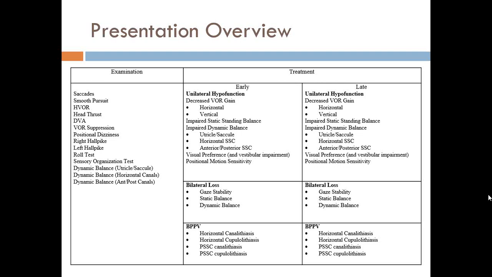And then a visual preference or positional motion sensitivity. So later on, down the line, if it's been a little while since the patient has suffered either an injury or exposure to a virus which may have caused the Meniere's disease, or we may have had a dislodging of calcium carbonate crystals, which would cause BPPV, which we'll get into a little bit, then you would have a unilateral hypofunction, more of a chronic phase. And again, you would have decreased VOR gain and the impaired static and dynamic standing balances.